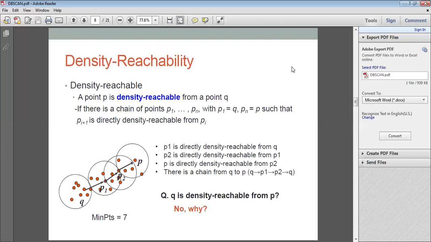So P is density reachable from Q, but Q is not density reachable from P. As I have told you, this is an asymmetric relation, and by forming a chain-like structure, we can expand the density reachable region, and this is used for connecting dense regions and forming clusters.